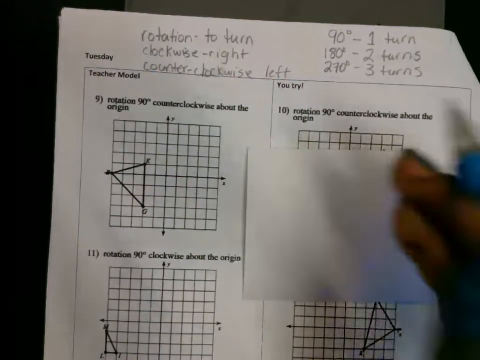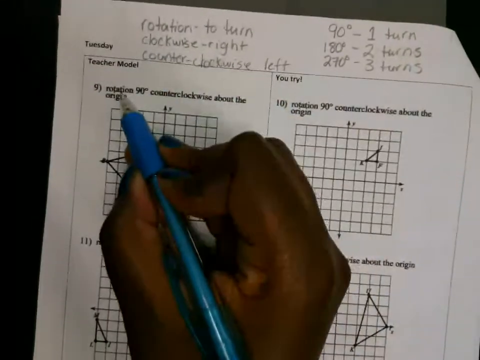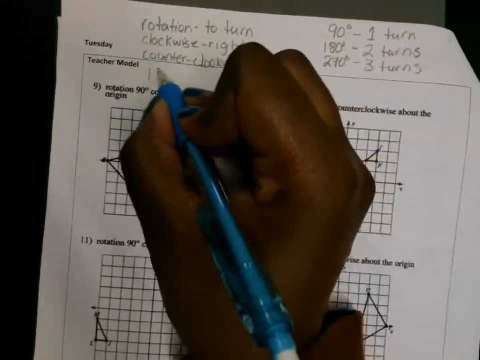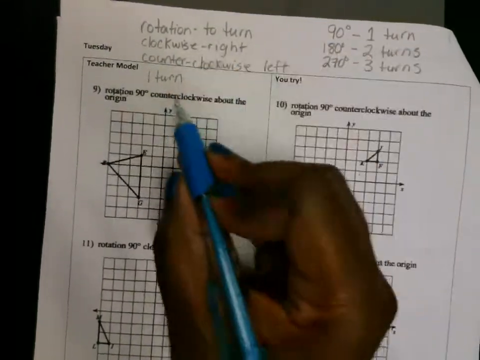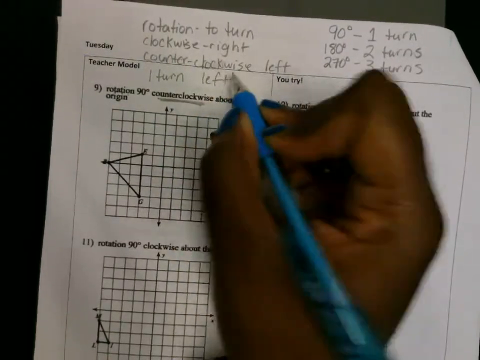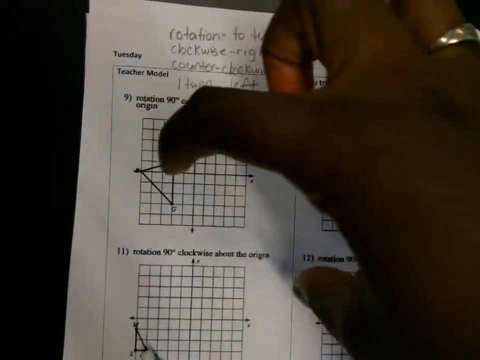So I'm going to do number 9. Okay. All right, let's look at it. Rotate, which means to turn, 90 degrees, that's one turn. And counterclockwise is to the left. So it's one turn to the left. So look at what I'm going to do. I'm going to pick up my paper and turn one time to the left. So I'm going to turn my paper sideways this way. This is the left. Okay, so my new location for my points are here.